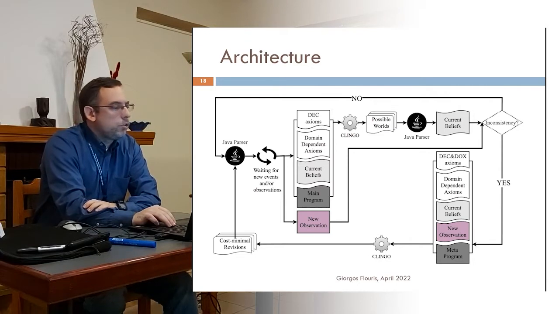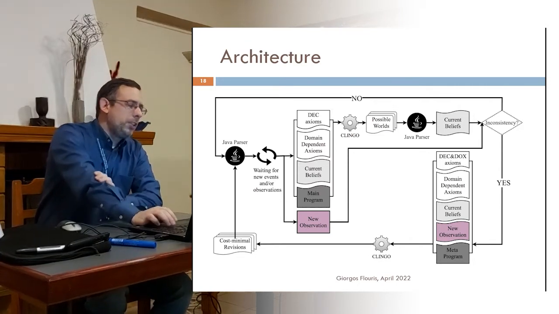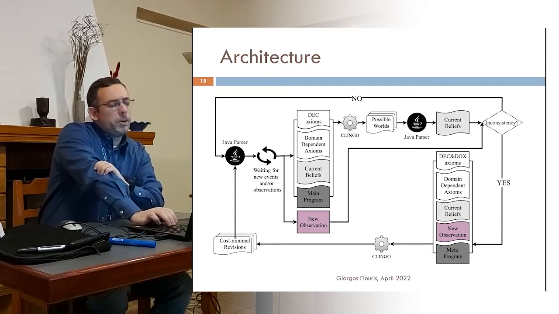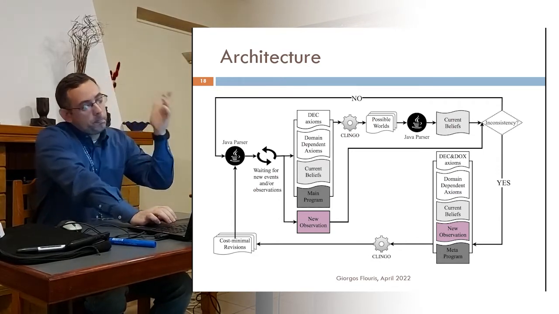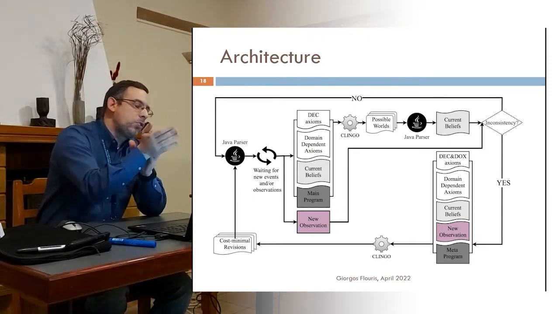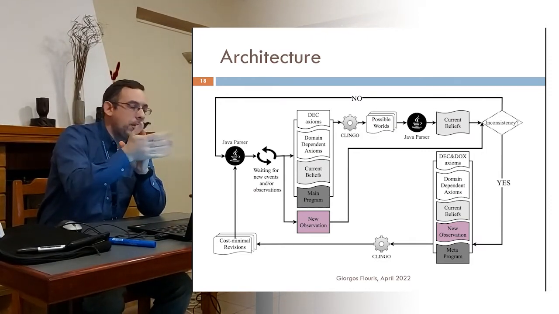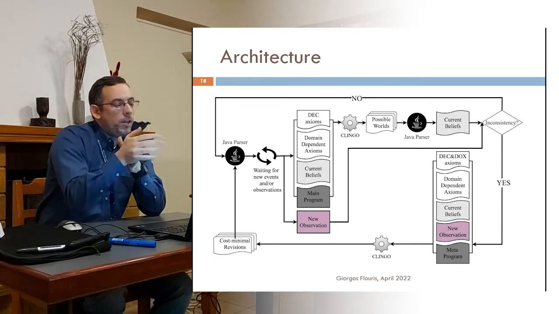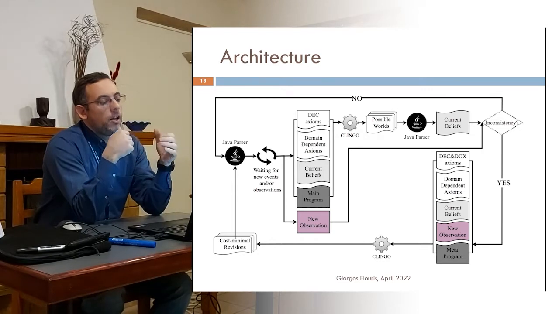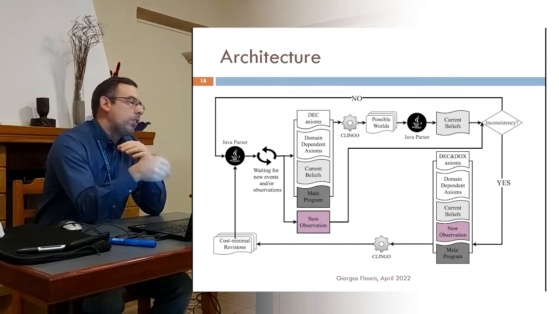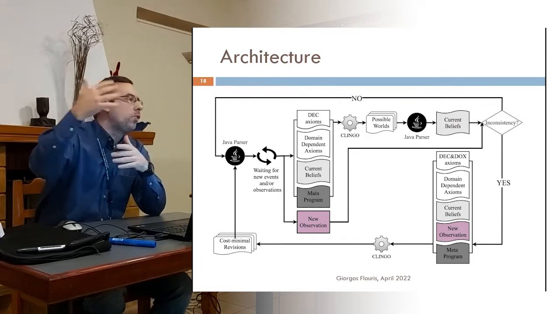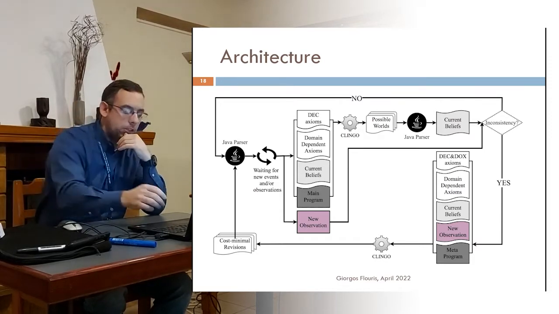This is the architecture. I will not go through it. I don't think it's very important for this audience, but very briefly, for any new event that comes, we check whether it's consistent or not using ASP, and then we have a meta program which essentially computes the revision candidates and the cost-minimal revisions, which are given to the Java parser to create the new knowledge base, and then we wait for the new observation to happen and move on.